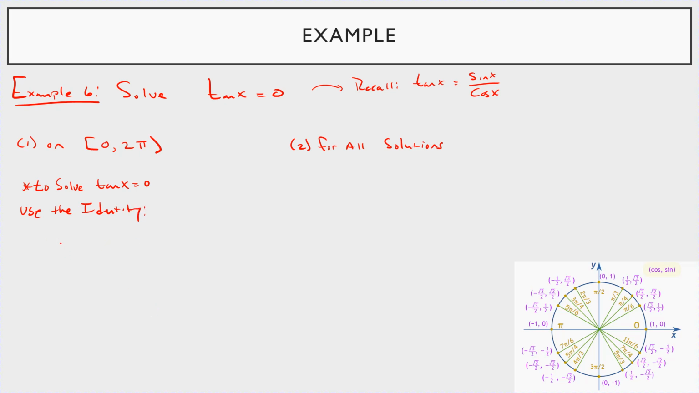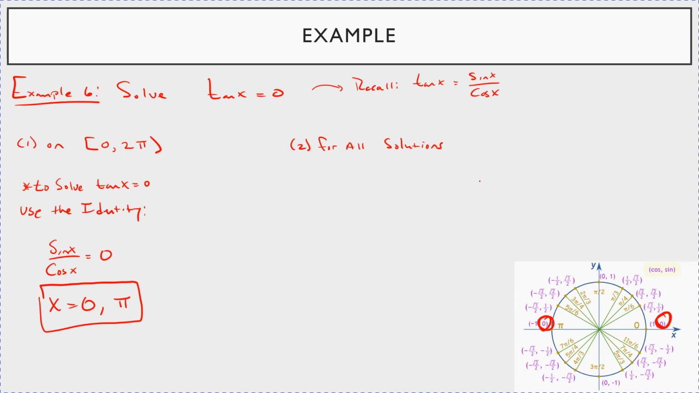All right, so you're going to say, well, when does sine of x over cosine of x equal 0? Cosine doesn't matter, so really what you're doing is looking at when sine of x equals 0. That's going to be here and here, just like that. So what you've got is when x is equal to 0 or when x is equal to pi. Boom, we got it right here.